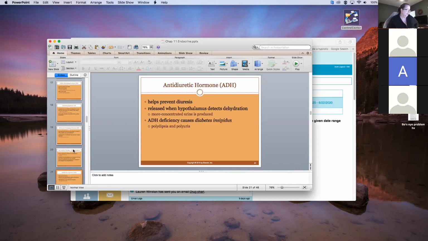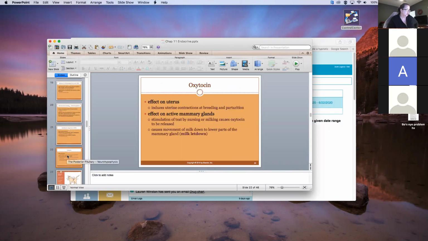For number 11, which will be slide 22, oxytocin causes uterine contractions and milk letdown. The animal already has milk production in the gland. When we do reproduction and lactation, the milk is up in the glands, and this hormone moves the milk from the upper gland to the lower. It's called milk letdown. When the animal starts to nurse, it triggers that process.